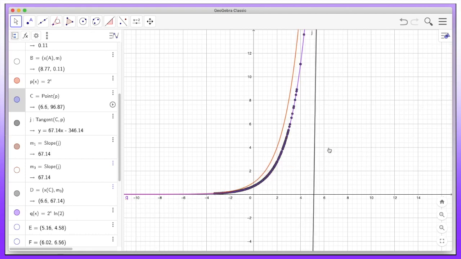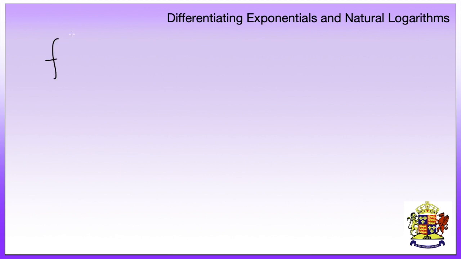So where does that come from? Where does 2 to the x ln 2 come from? We start with f of x equals 2 to the x. And this is a very difficult thing to try and differentiate, because you're thinking, well, if it was the other way around, x squared, this is easy. You times by that power, you reduce the power by 1. But that's not what we've got. We've got 2 to the x. So it's a little bit tricky.